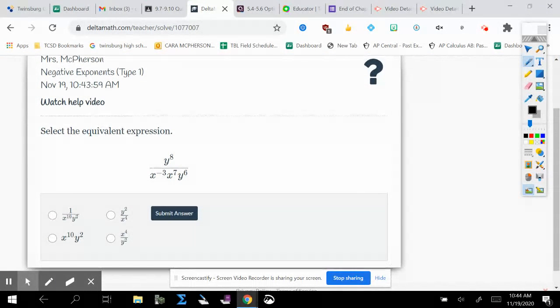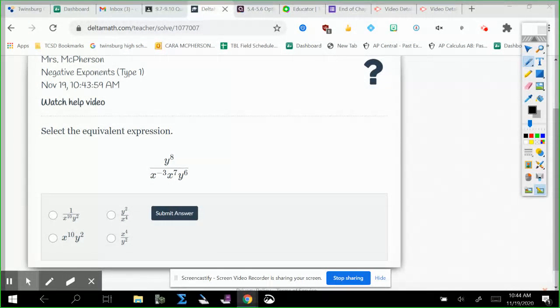So this is one where the only negative exponent is one of the terms, one of the parts. So this piece right here needs to move to the top. So now I'm going to have x to the third on top. I'm also going to have a y to the eighth on top. I'm going to have x to the seventh on the bottom, and I'm going to have a y to the sixth on the bottom.